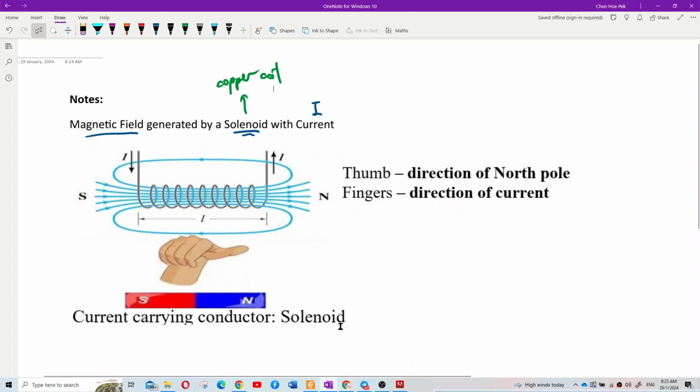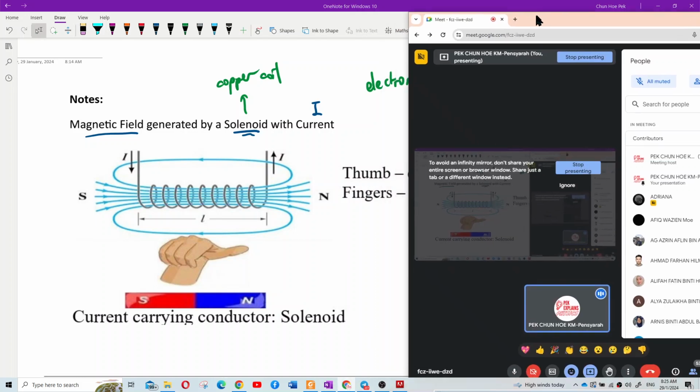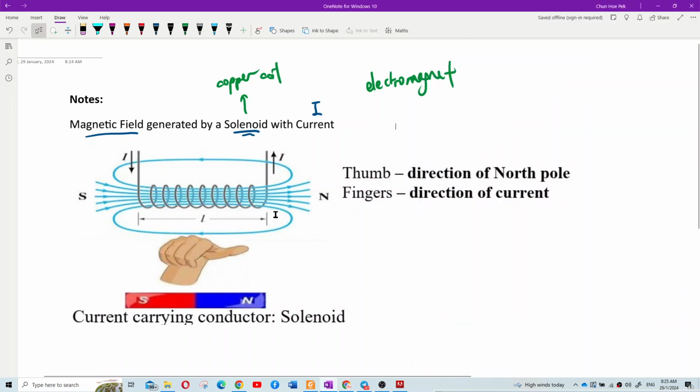Did you learn before about this solenoid? We call this an electromagnet. Have you heard before about this electromagnet, class? Give me a thumbs up if you heard before. You learned it in SPM, right? When you have current flowing through this solenoid, it generates a magnetic field. Good, you learned this before.